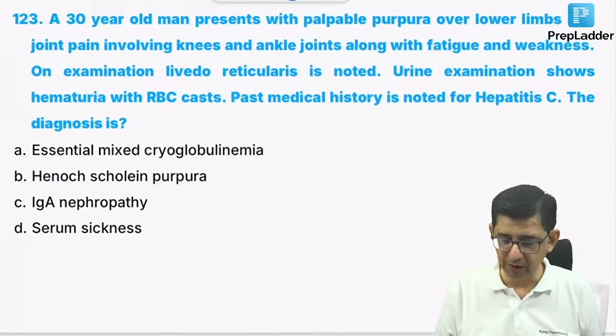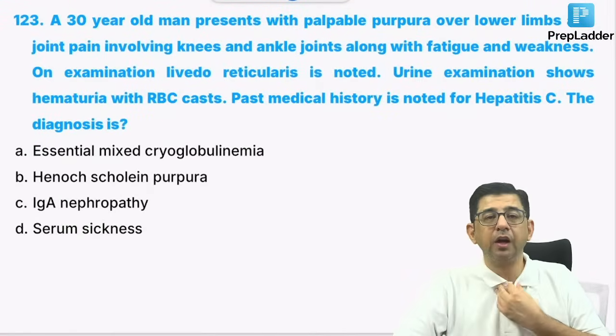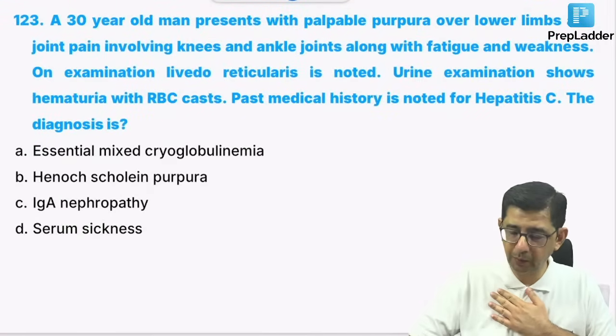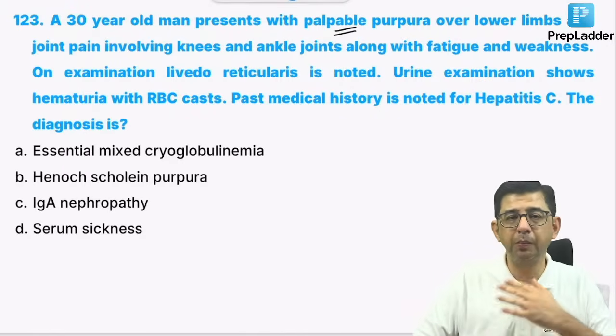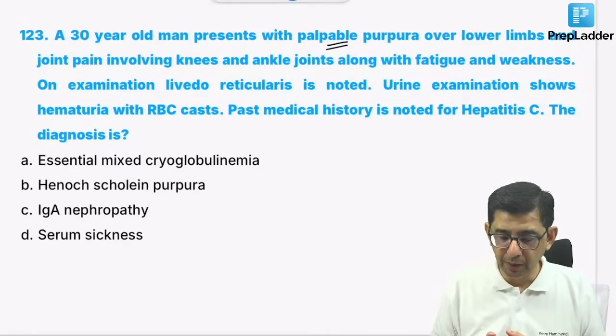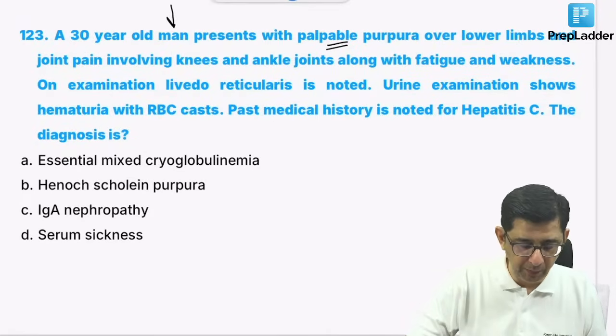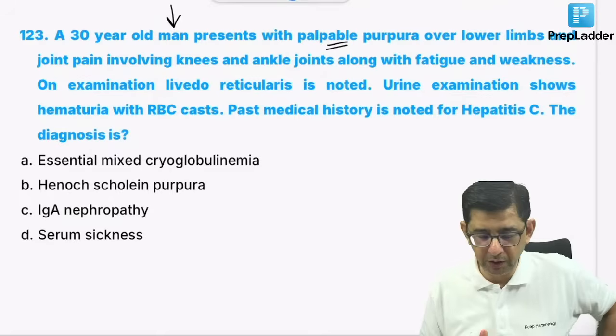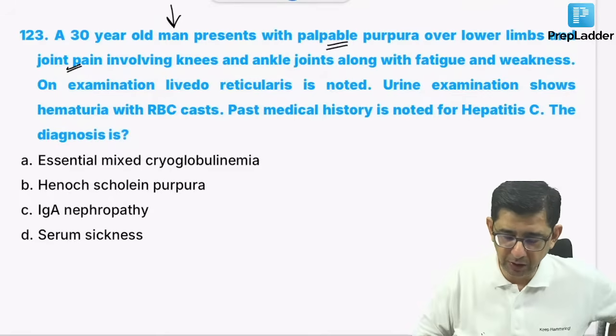Okay, let's move on to 123 here. We have this man, he's having a palpable purpura. The moment you read palpable purpura in a child, you think in terms of Henoch-Schönlein purpura, but it is a man, and he's having a palpable purpura. Along with this, there is presence of joint pain that is given in this case.